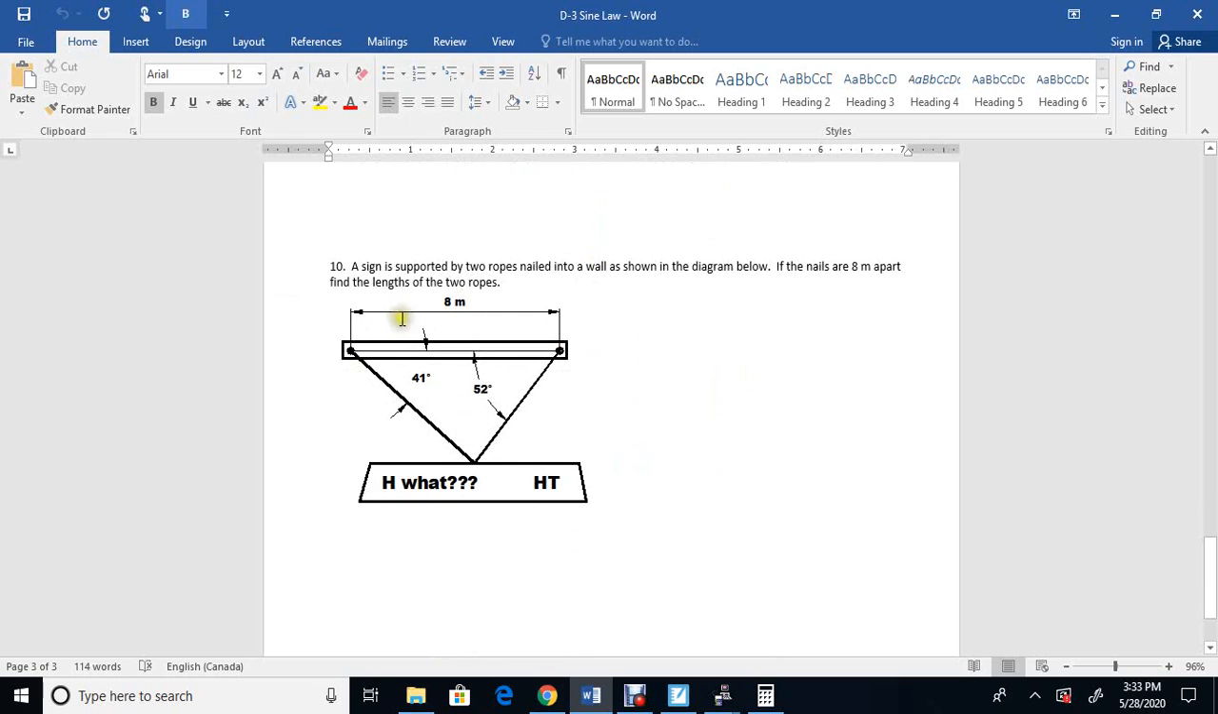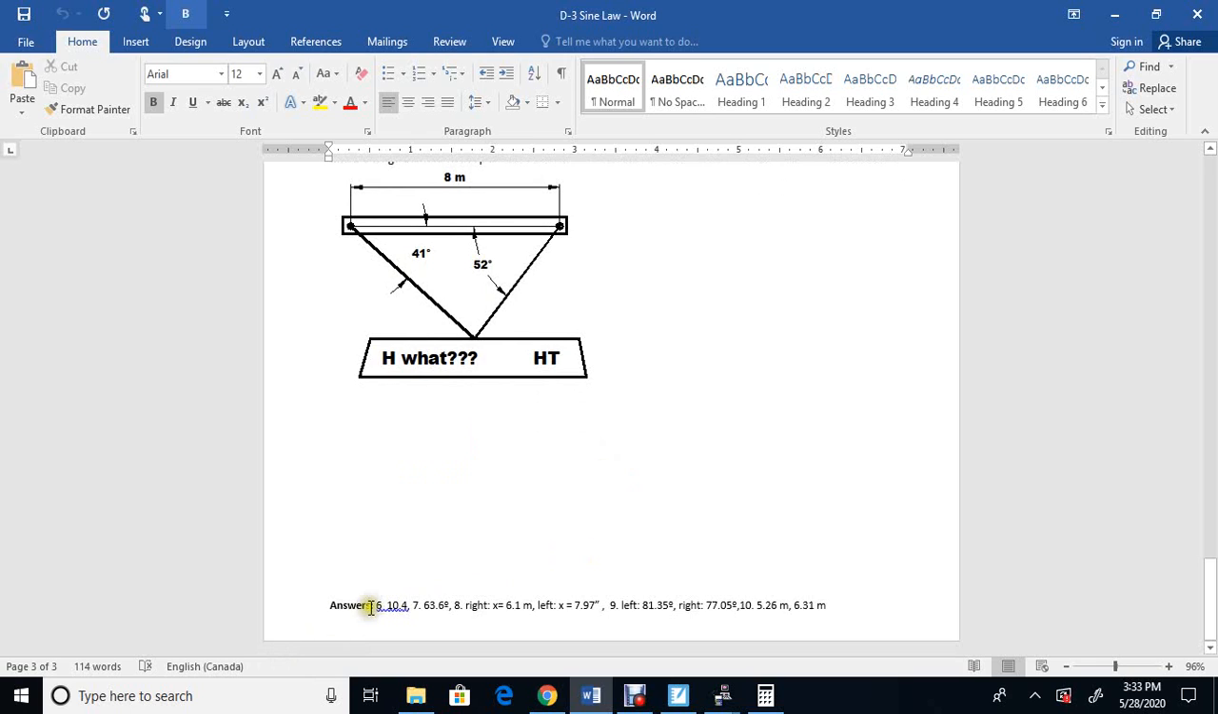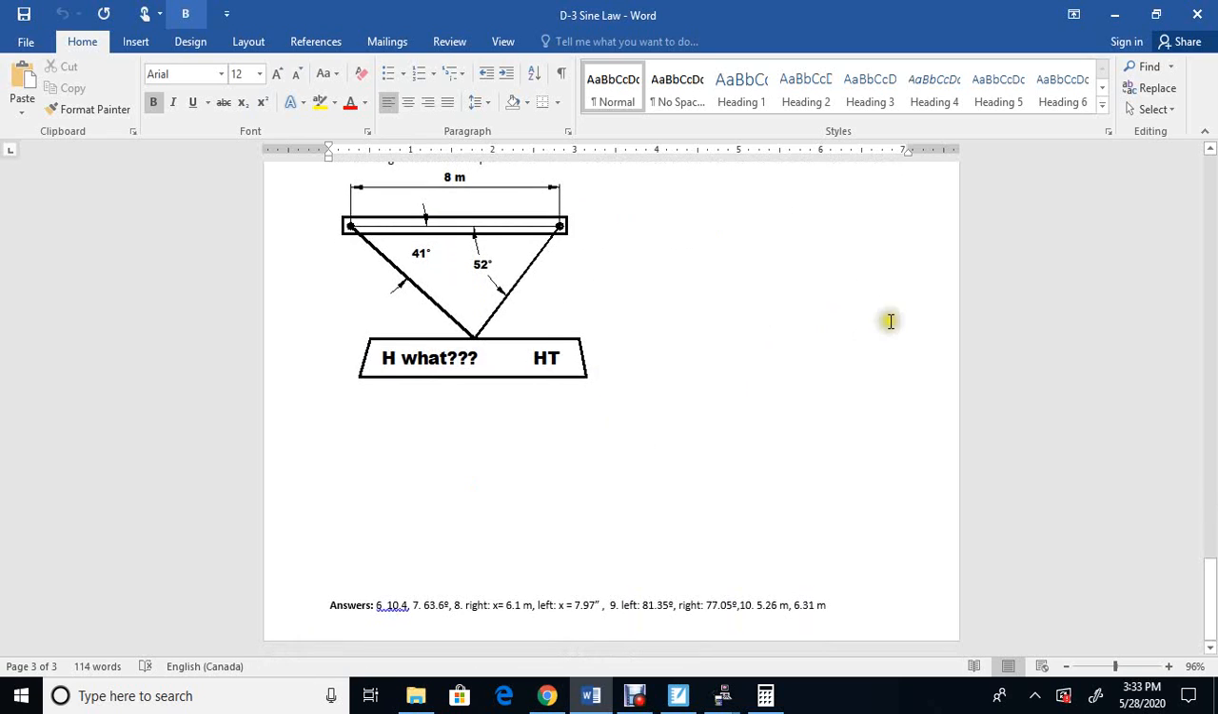And at the end, we've got a sign that is supported, and then you've got 2 angles here, and you have to find this length and that length, the rope holding up the sign. And at the end are our answers down here. And that's it for that question.